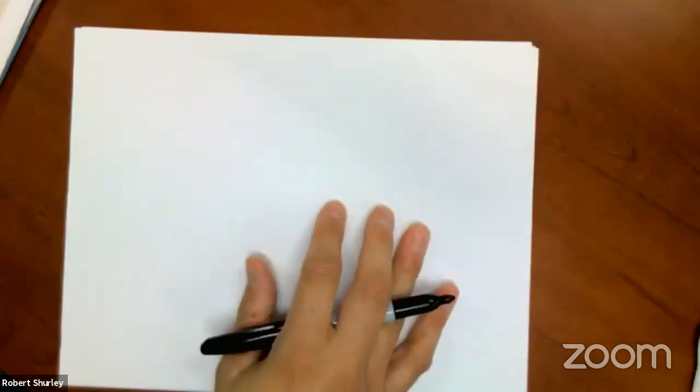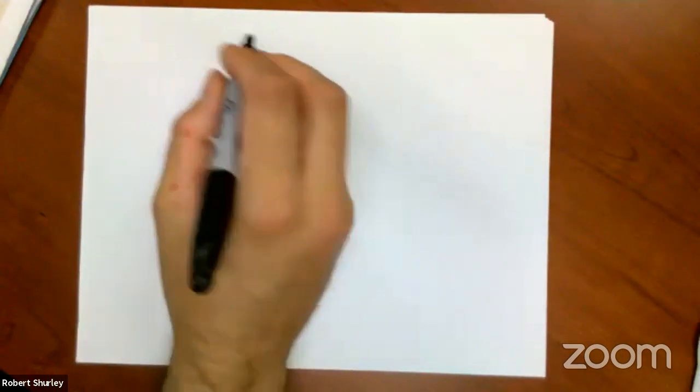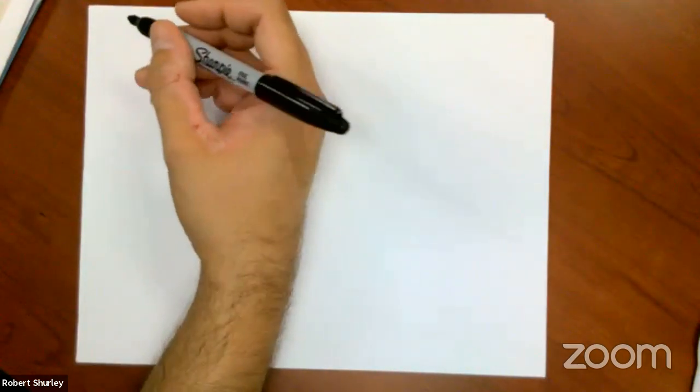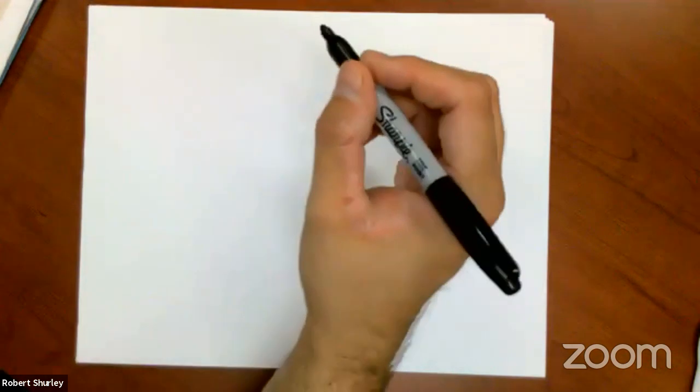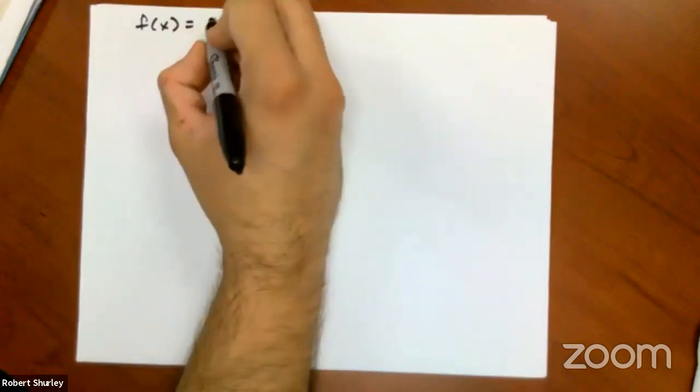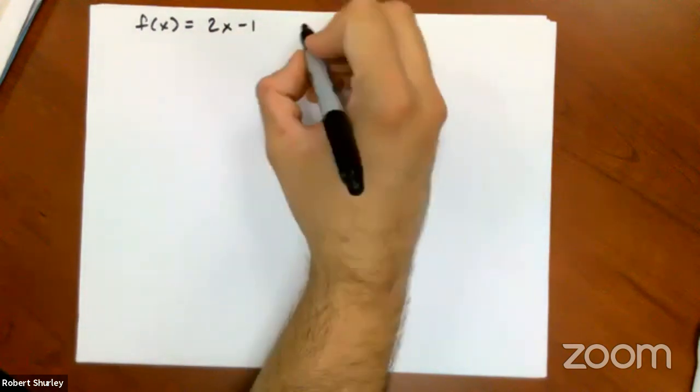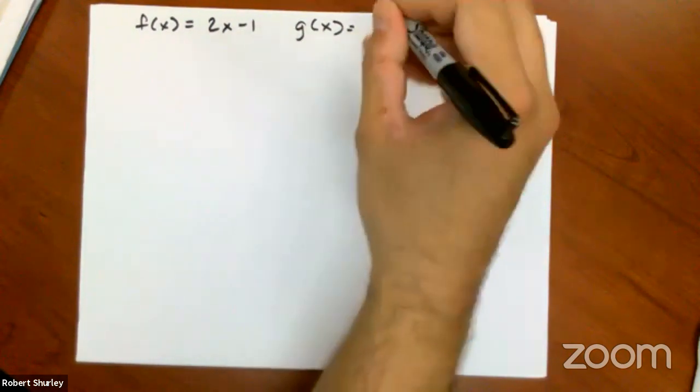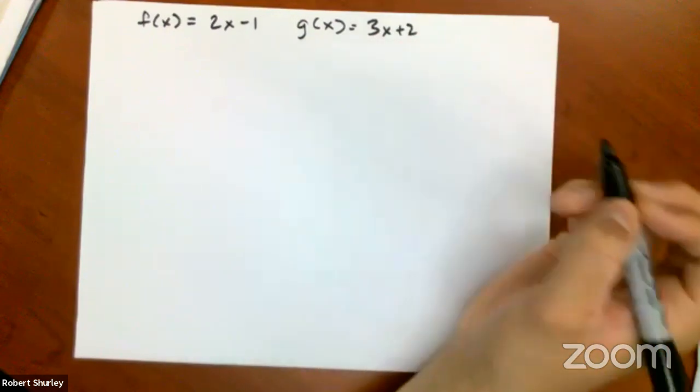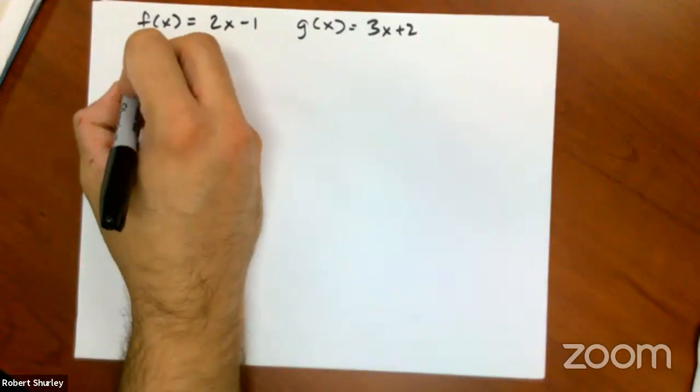Okay. So now subtraction, the only thing you have to worry about with subtraction is order. Order matters with the subtraction. 5 minus 2 is not the same as 2 minus 5. So if we wanted to use those same functions, f of x equals 2x minus 1 and g of x equals 3x plus 2. But let's say we wanted to subtract them.